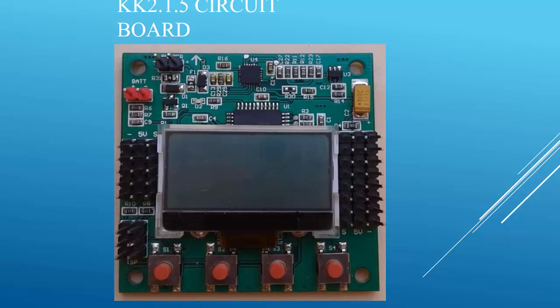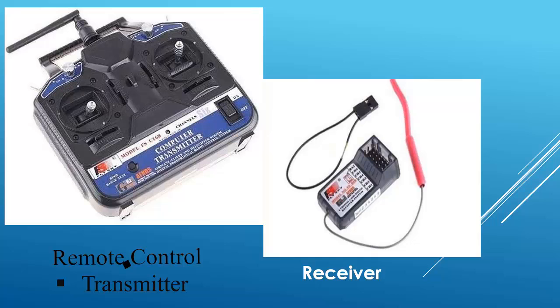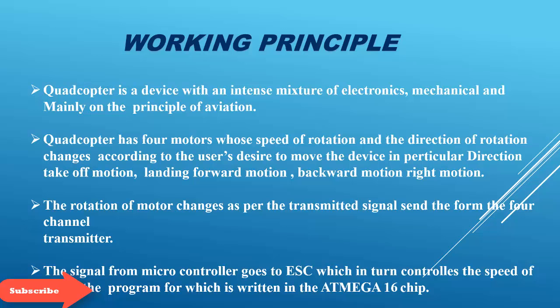Here's the KK 2.1.5 circuit board, which basically allows us to control the directions. Brushless motors allow the drone to fly at its speeds, and this is the controller which controls the speed of that brushless motor, that is called ESC. This is the remote control system, this is the transmitter, and this is the receiver, just 2.4 gigahertz. Working principle, we will let you know.